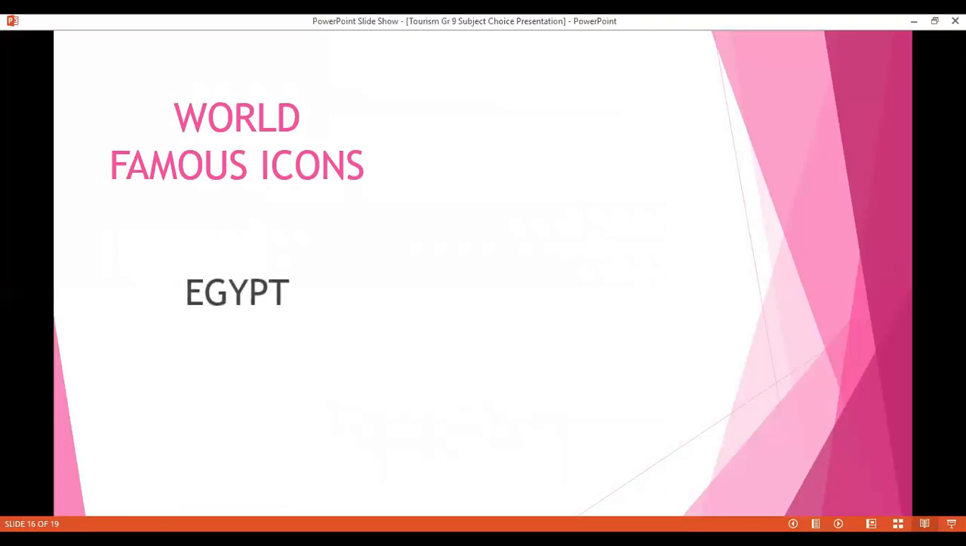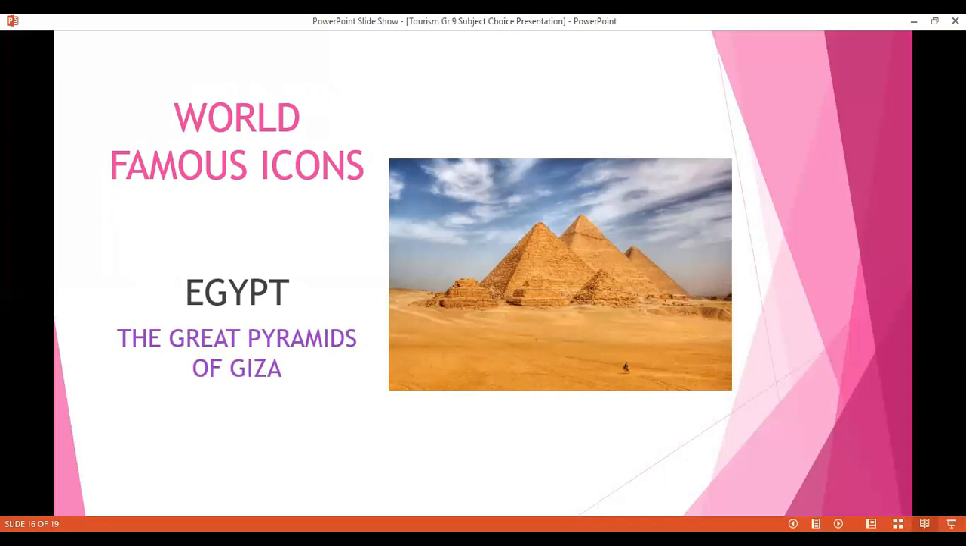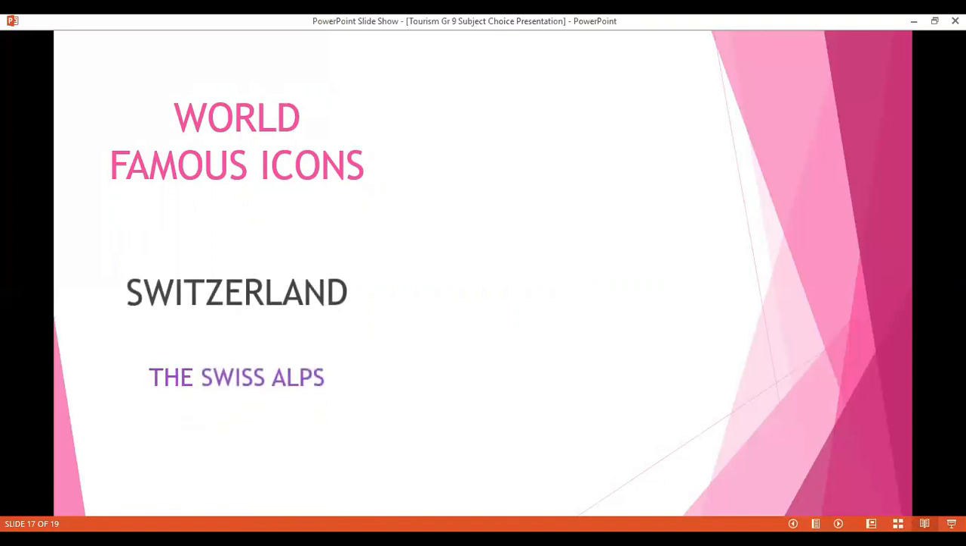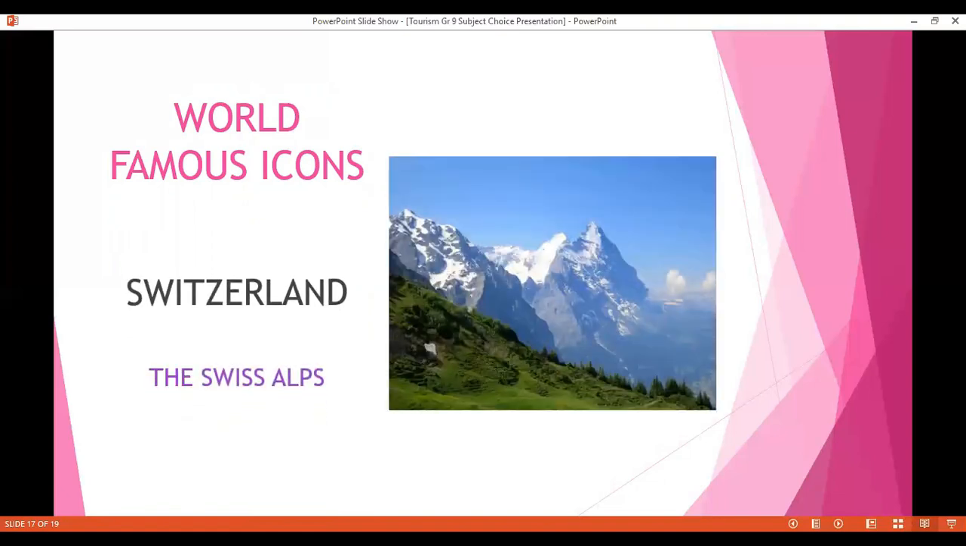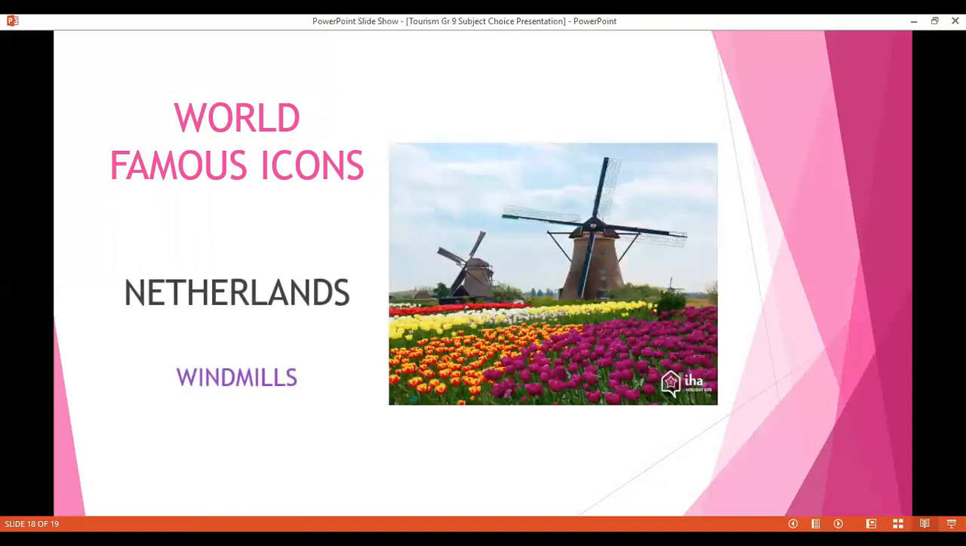There's also just a few world famous icons that we can find, some man-made ones is this example here in Egypt, the pyramids. In Switzerland, example of natural beauty, the mountains and the beautiful landscape. And then the last example is a combination of both man-made and natural features. The man-made being the windmills and natural being the beautiful scenery and the beautiful flowers.